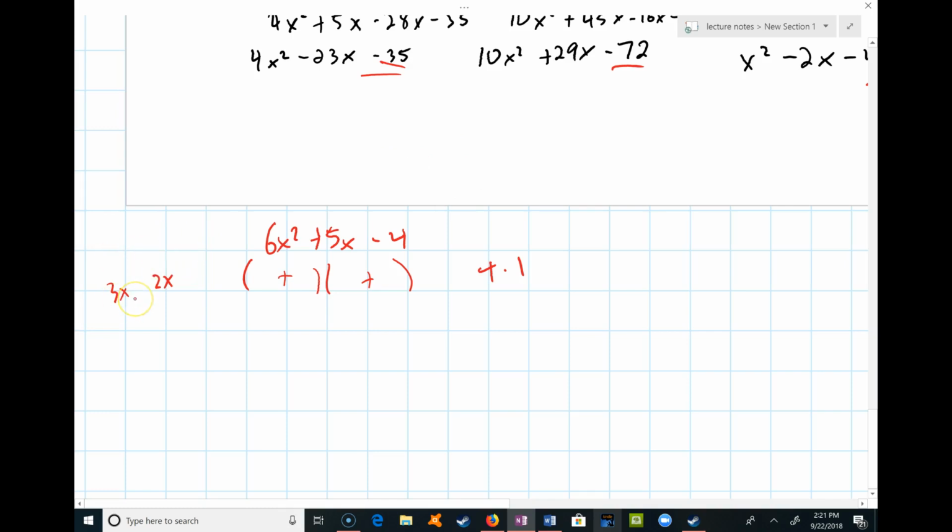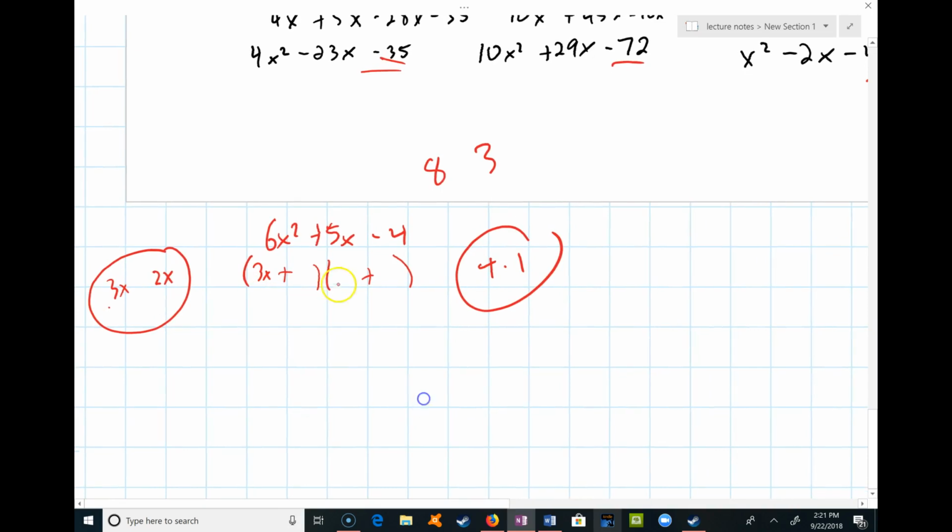Now 3 times 4 is 12, and 2 times 1 is 2. That's not a difference of 5. And finally, 2 times 4 is 8, of course the last one we try, and 3 times 1 is 3, and that is a difference of 5. So these are the ones we want. We want 3x here and 2x there. Then we have to put the 4 in the right place to get that 8. So we put the 4 over here, so it's multiplied by 2, and the 1 over there, so it's multiplied by 3.